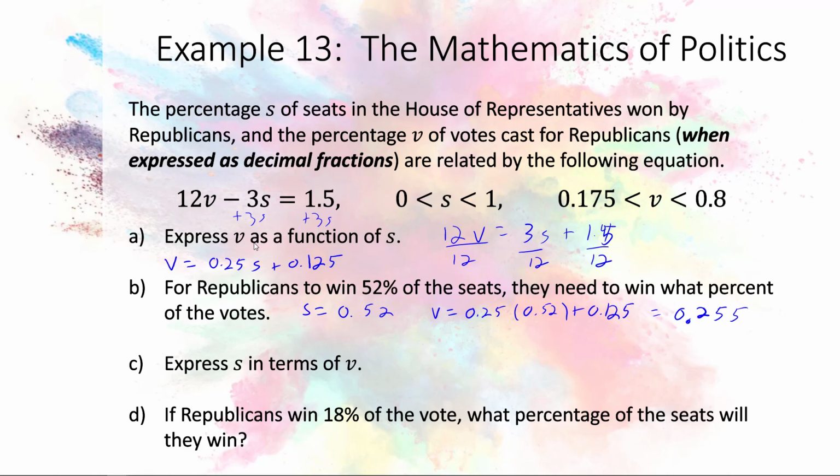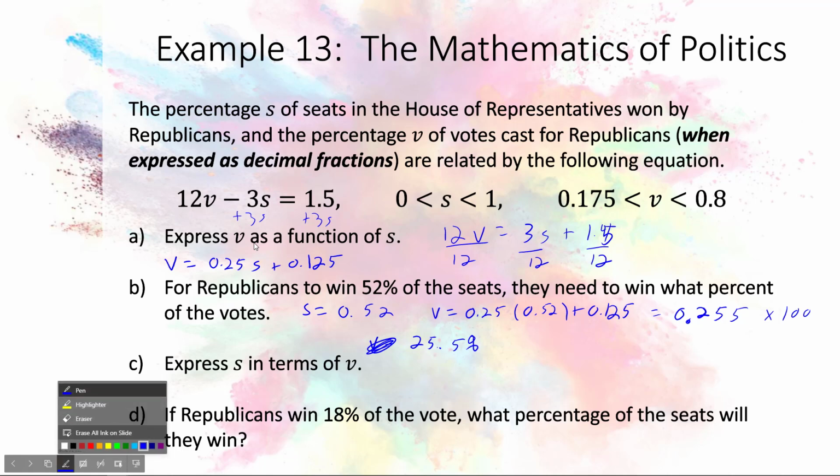Okay, so that is our decimal. To get the percentage, we'd want to multiply this by 100, and that means V will be equal to 25.5. They will need 25.5% of the votes.